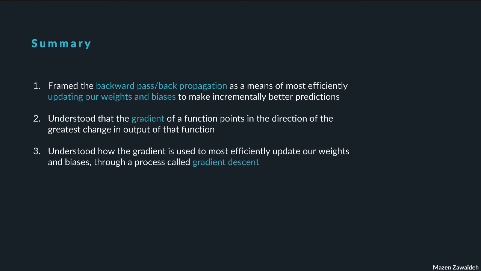In summary, we've understood the backward pass as a means of most efficiently updating our weights and biases in order to make incrementally better predictions. We've introduced the mathematical concept of the gradient in an intuitive fashion and understood that the gradient of a function points in the direction of greatest change in output of that function. Finally, we've understood how the gradient is used to most efficiently update our weights and biases through a process called gradient descent.